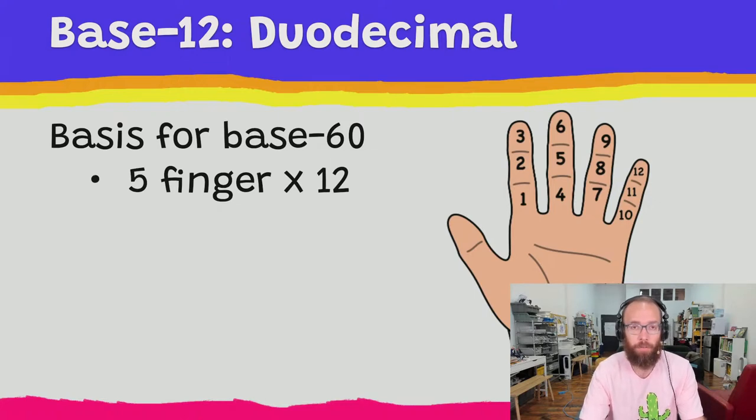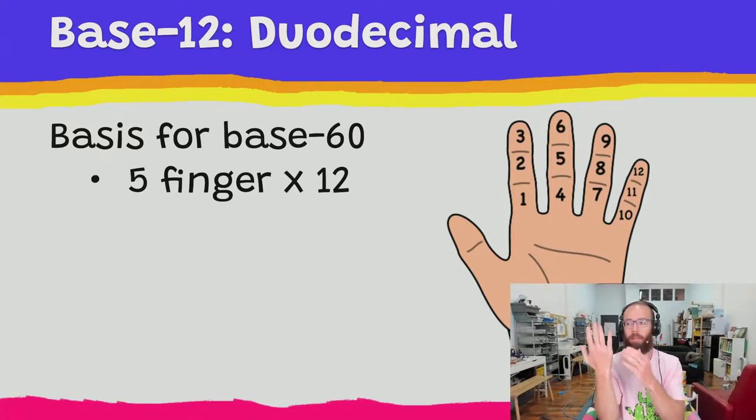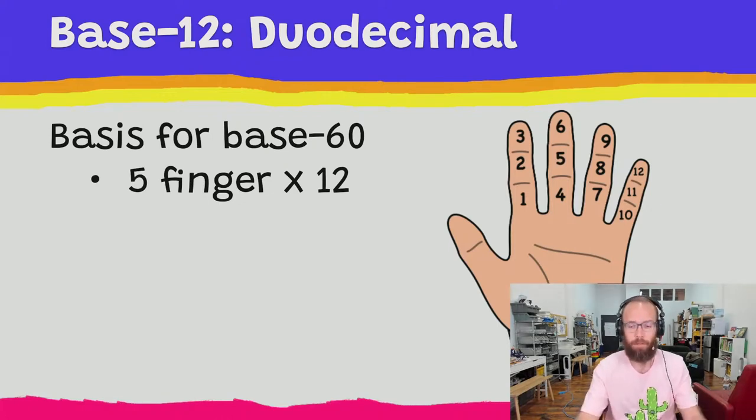And other systems that exist also use body parts. There are a lot of number systems that come out of Papua New Guinea and that sort of area where people count body parts. They count their fingers, their wrist, their forearm, their elbow. So there are lots of different counting systems based on body part counting.